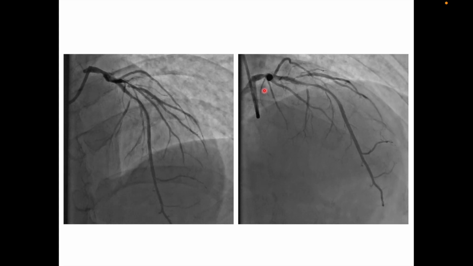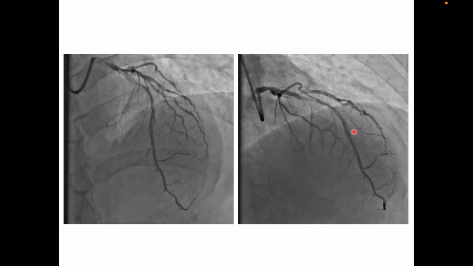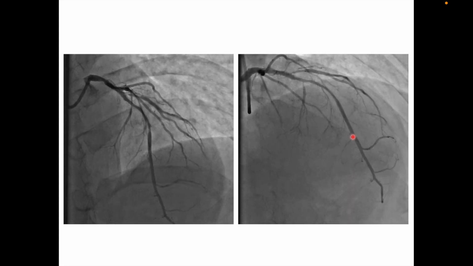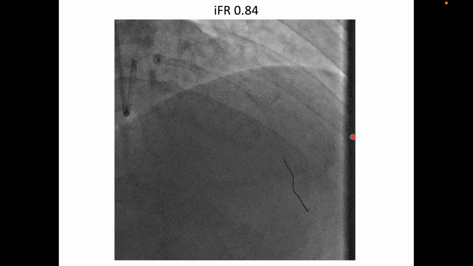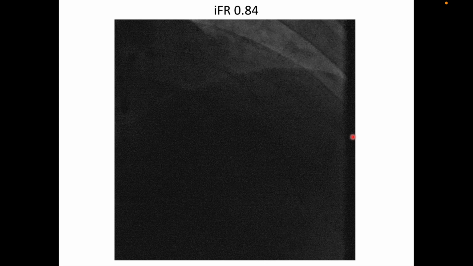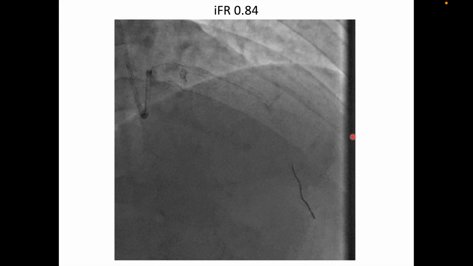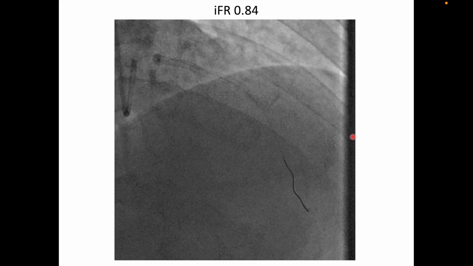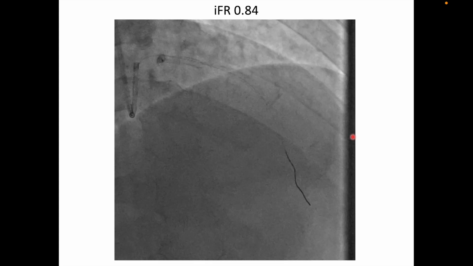So we decided that in the LAD, left main, we will do an iFR and see if this LAD is flow limiting or not. We did the iFR and it turned out to be 0.84, which meant it was critical. It was flow limiting. So then we thought, academically, let's look at the left main stem and see how significant the left main stem is.